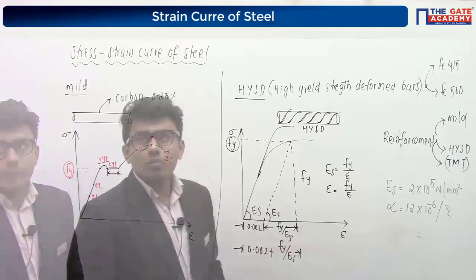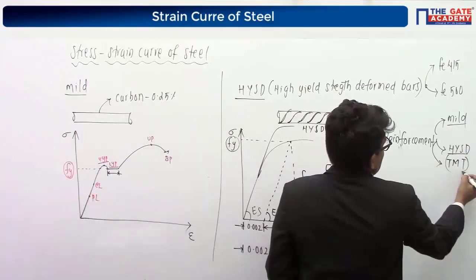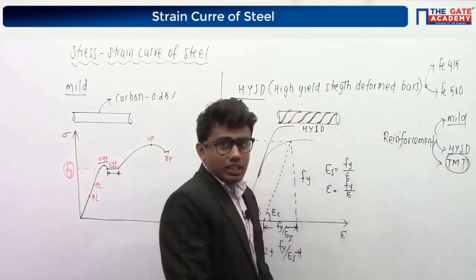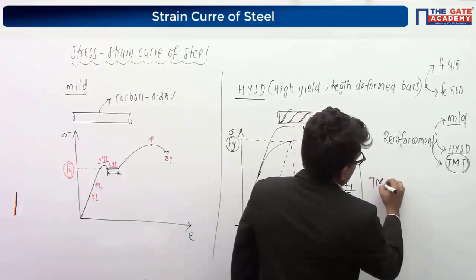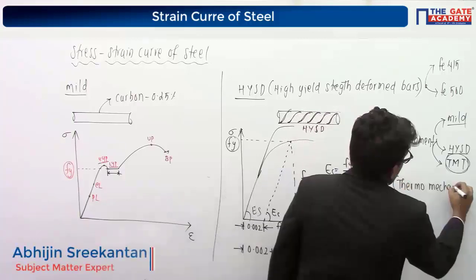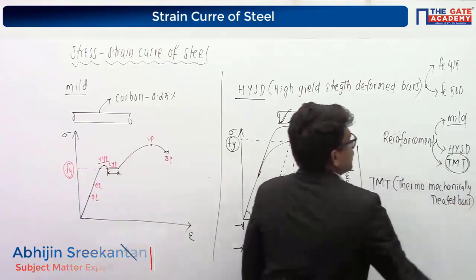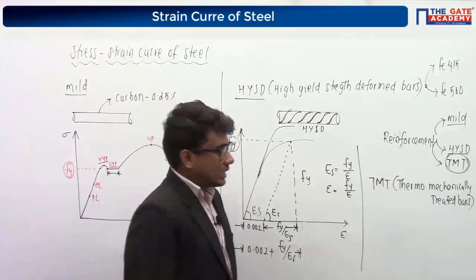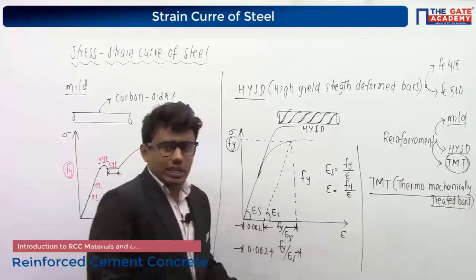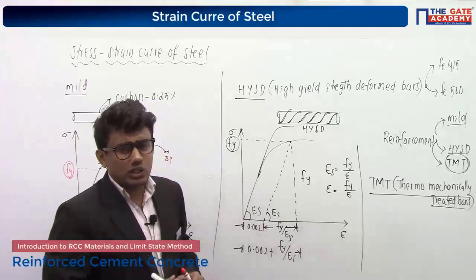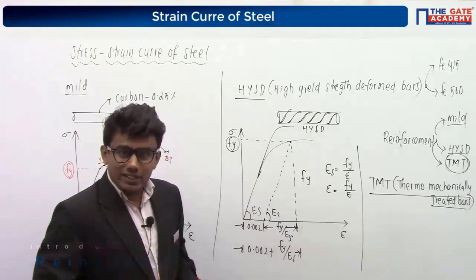Please note it down. Shall we? Yes. So we have discussed the mild steel bar and the HYSD steel bar. We have TMT also. What is TMT? TMT stands for thermomechanically treated bars. Nothing special is there actually. The chemical composition and everything is almost similar to our HYSD steel bar, that is, high yield strength deformed bars. The difference is in the manufacturing process.